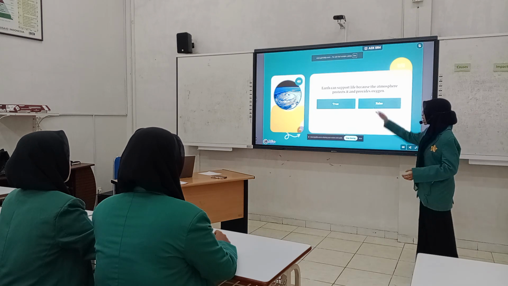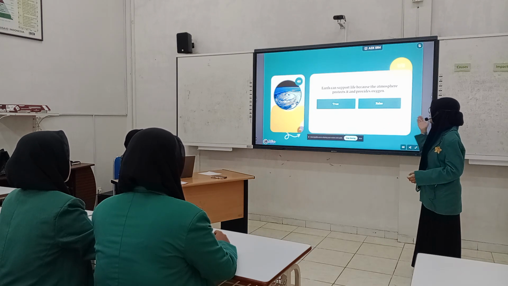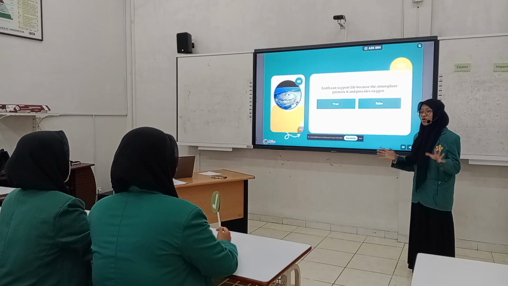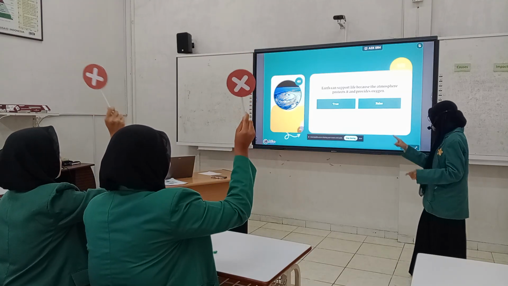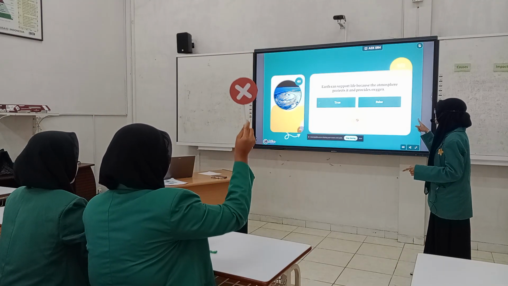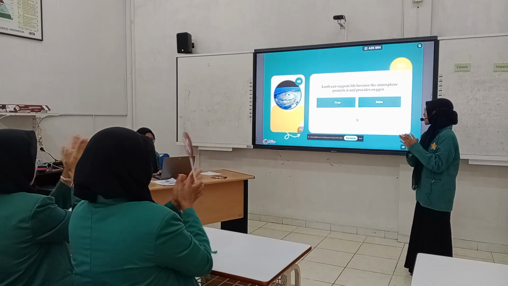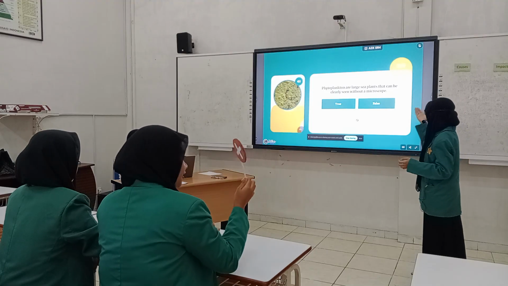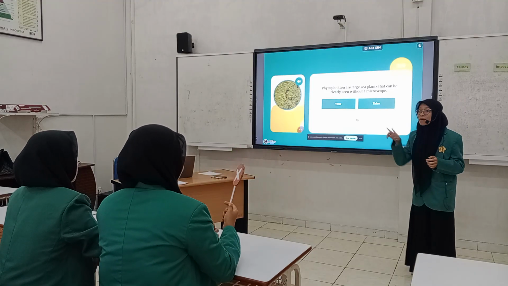Alright, I will help you to read. Earth can support life because the atmosphere protects it and provides oxygen. True or false? True, Miss. Let us see. True. Correct. The next one. Phytoplankton are large sea plants that can be clearly seen without a microscope.